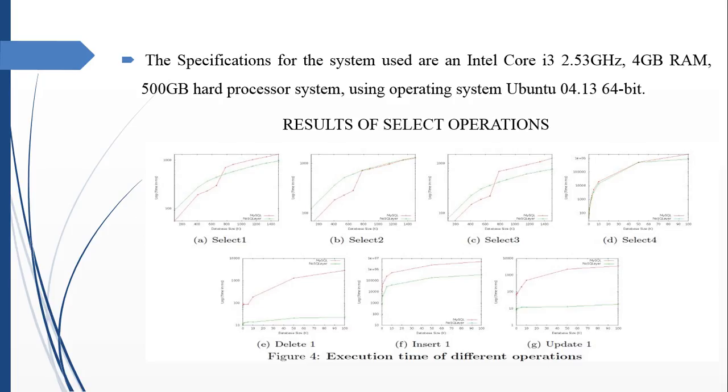The specifications for the systems used are Intel Core i3 2.53 GHz, 4 GB RAM, 500 GB hard disk, using the operating system Ubuntu 4.13 64-bit. The results for the select operations and the execution time for different operations like select, delete, insert, update are plotted as a graph, with the execution time along the y-axis. Here the graph is plotted for the execution time for each select operation like select 1, select 2, select 3, select 4, and for delete operation delete 1, insert operation insert 1, and update operation update 1.